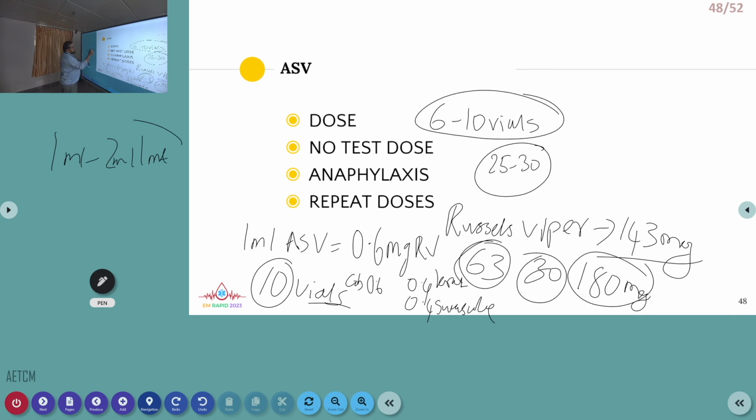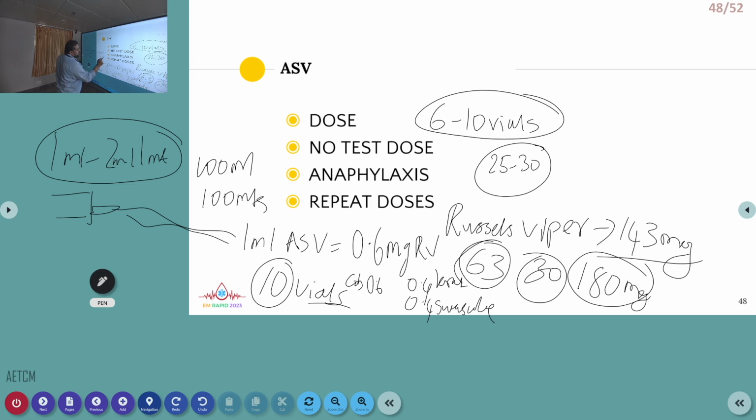So there are two methods. You can take the whole anti-snake venom and put it in an infusion pump like this, and give it as a drip of 1 to 2 ml per minute. Approximately you are giving 100 ml, so it will be over by 100 minutes. Or else you can take your drip set, take 5% dextrose or normal saline, ideally normal saline, add the ASV to this, connect it to the drip set and give it as an infusion. But the whole 500 ml should be over by 100 minutes.